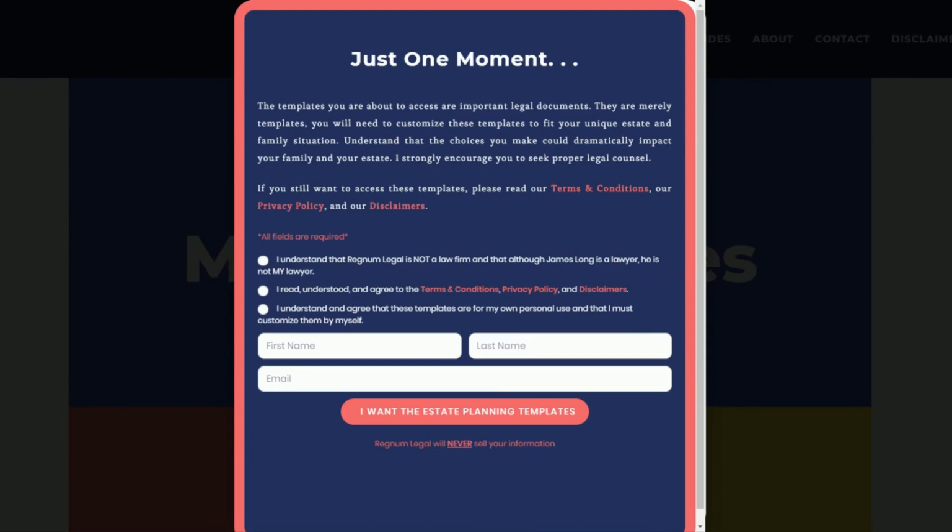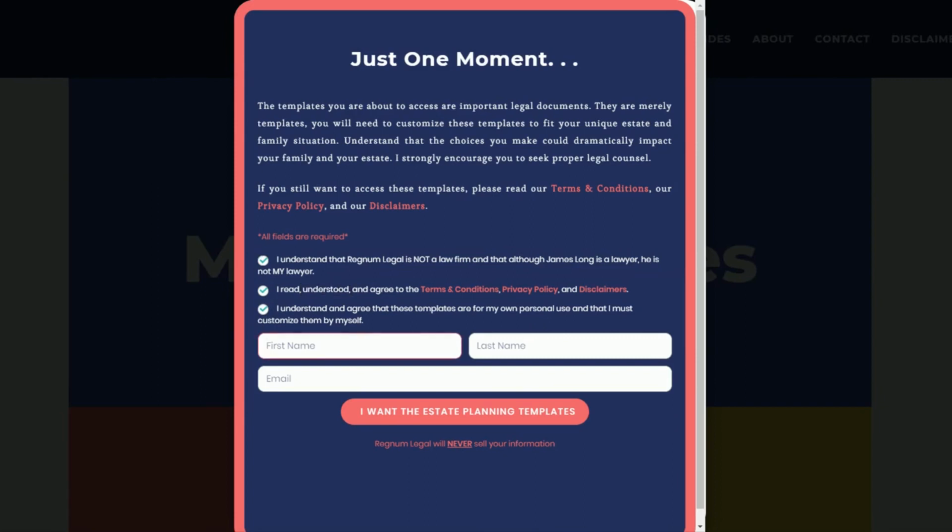You can use these forms and these templates, but you have to understand that Regnum Legal is not a law firm, and I'm not your lawyer. So you got to click that. You have to read and understand the terms, conditions, privacy policy, and disclaimers, which you can access here. You got to click that, and you understand and agree that these templates are for your own personal use, and you have to customize them yourself. You can't just download them and sign them. You've got to input a few pieces of information. So you click that. You've got to click all three.